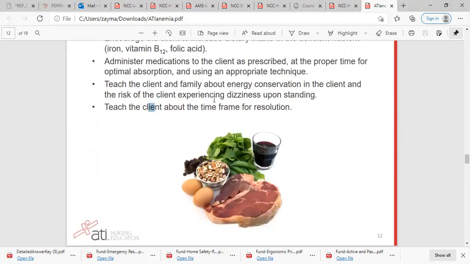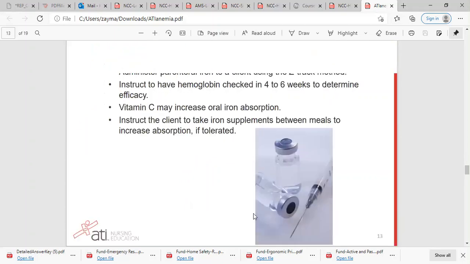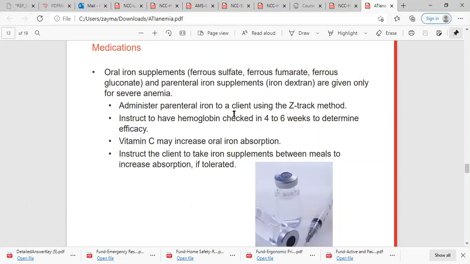And then teach them about orthostatic hypotension and dizziness, and signs and symptoms to report like chest pain, shortness of breath. Medications, iron. Iron is discussed in your med surg book. I forget what page, but you'll find it somewhere in the book, right? Oral iron should be taken on an empty stomach. Between meals on an empty stomach is the best way for iron to be absorbed, and vitamin C increases the absorption.